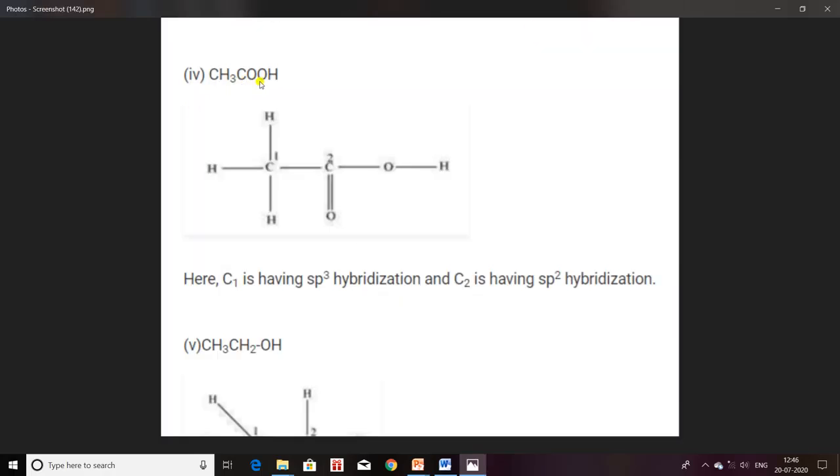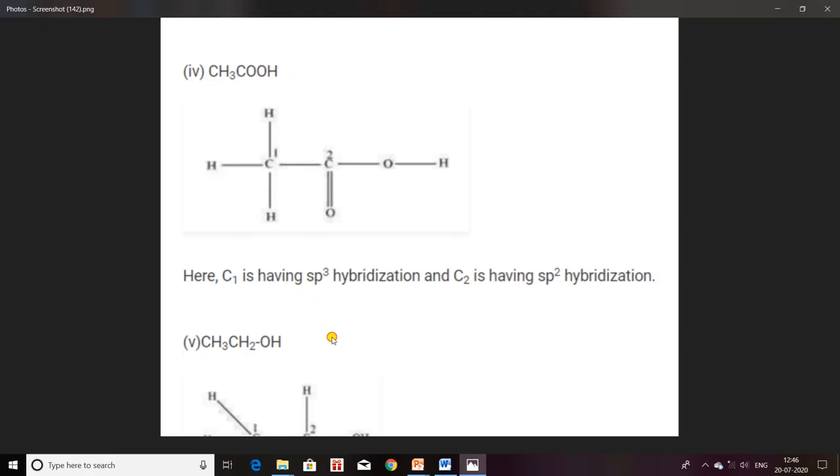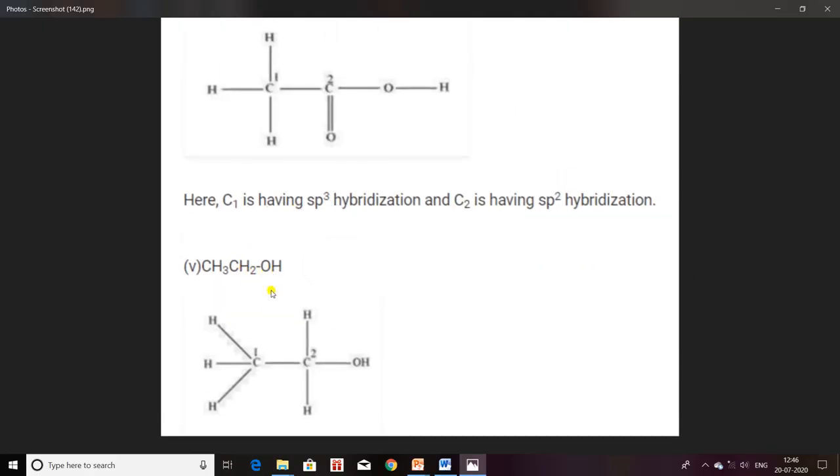Now next one is CH3 COOH. Carbon 1 is making 4 single bonds. So hybridization is sp3. Here carbon is making double bond. So hybridization is sp2. Next one is CH3 CH2OH. So this is the structure. Here carbon is making single bonds. So that means hybridization is sp3. Now you will tell me what is the hybridization of second carbon. It is sp3 because there is formation of single bonds.